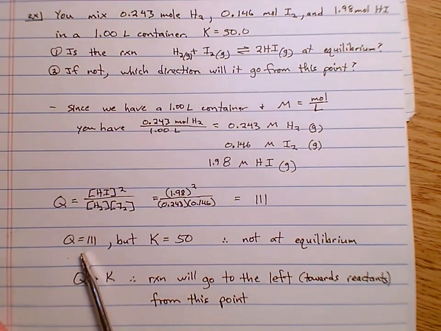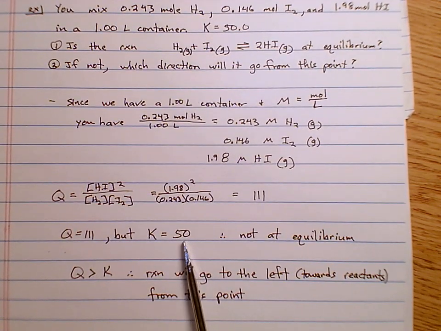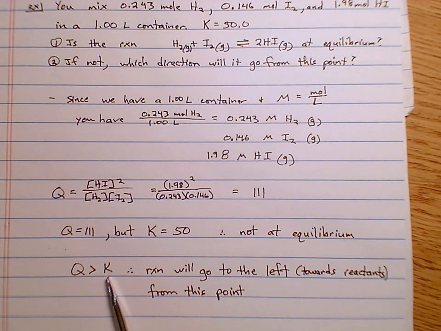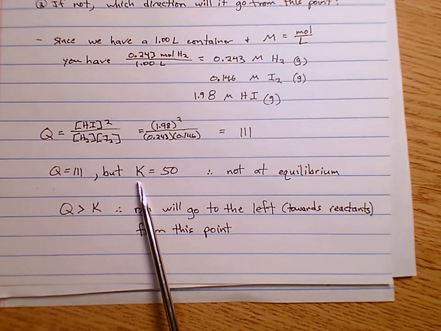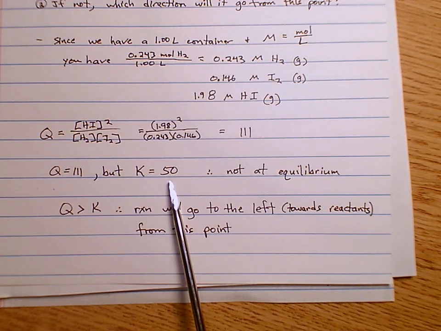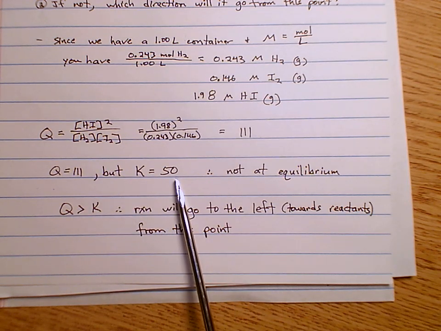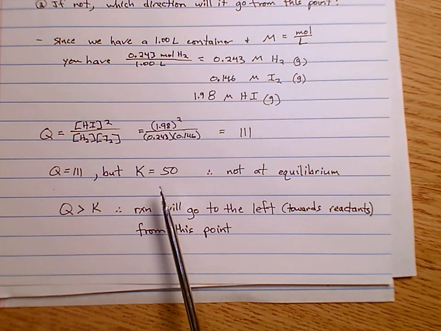We also see that 111 is much larger than K. Q is greater than K. Therefore, the reaction will go to the left towards reactants from this point. And very, very important here, our equilibrium constant is 50. It has a value of 50. So the reaction in general lies to the right. We have more product than reactant at equilibrium.